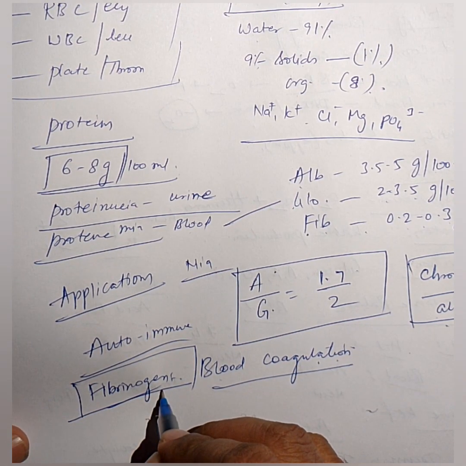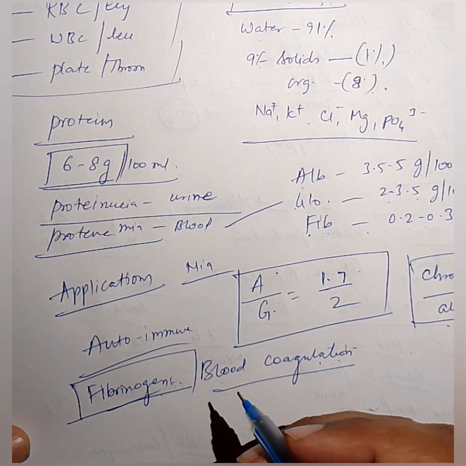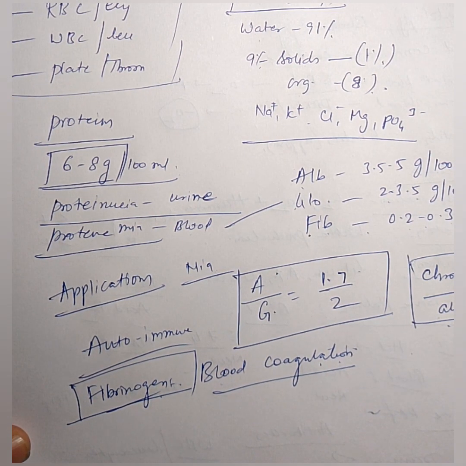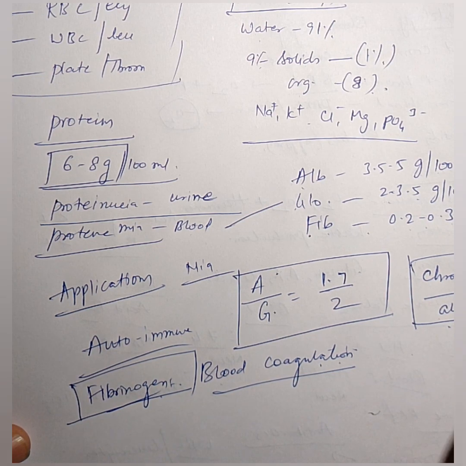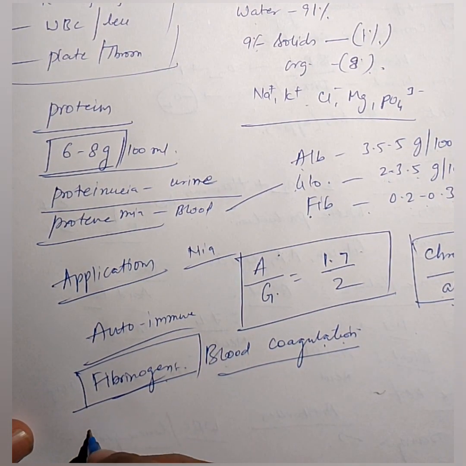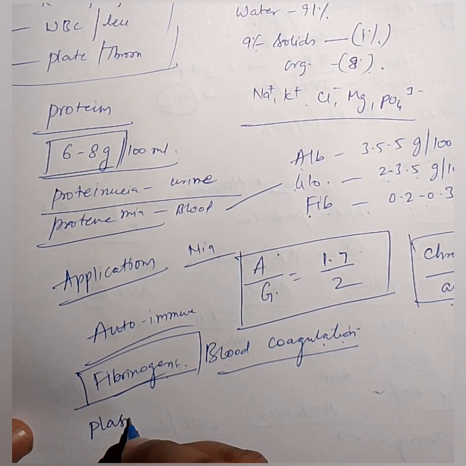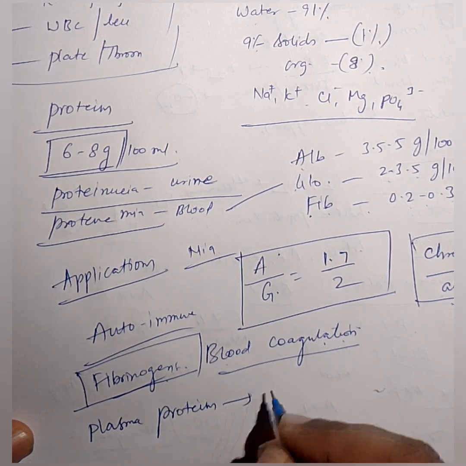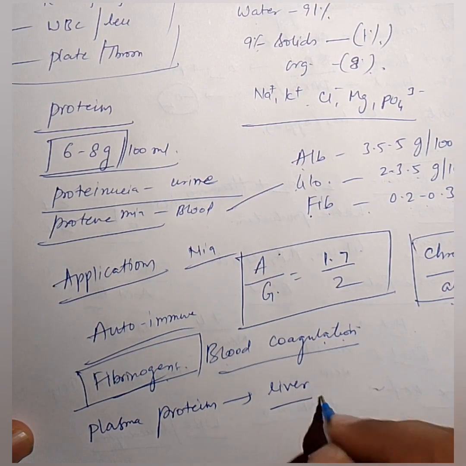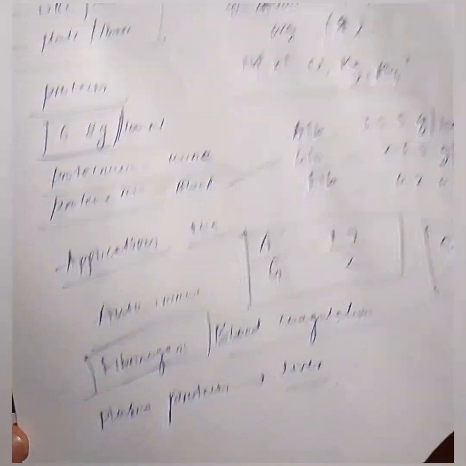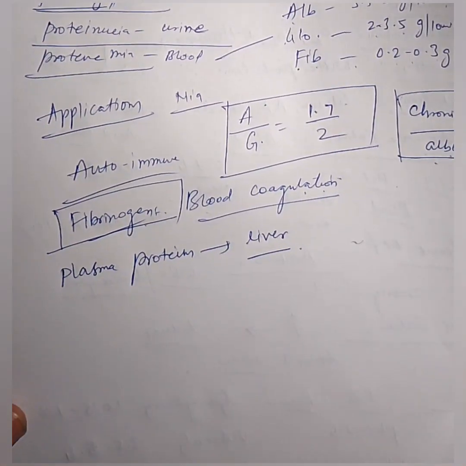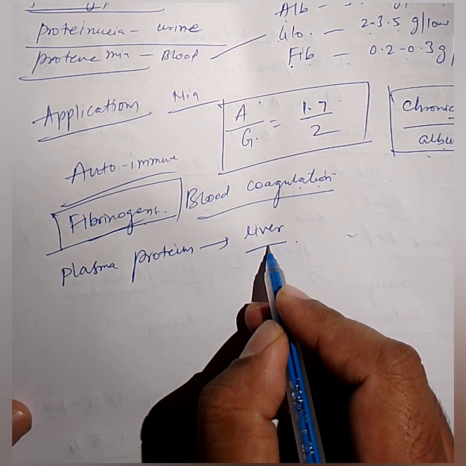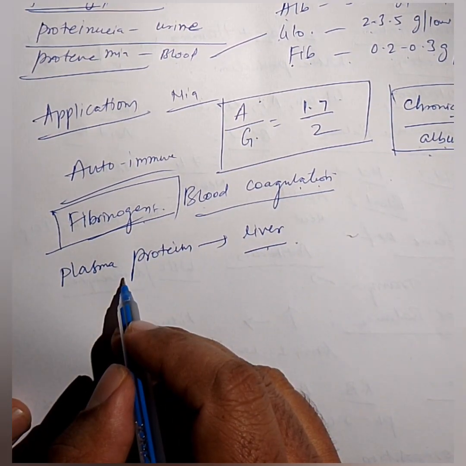And coming to the synthesis of plasma proteins, how are these plasma proteins synthesized? The plasma proteins are synthesized mainly in the liver. So, if the liver is damaged, these plasma proteins cannot be produced. So, the liver has a major role in producing the plasma proteins.